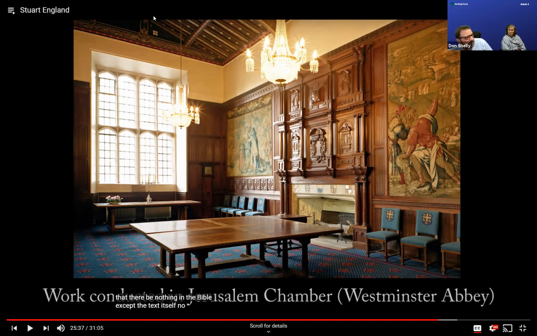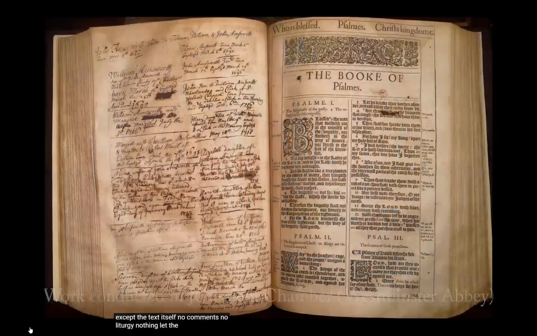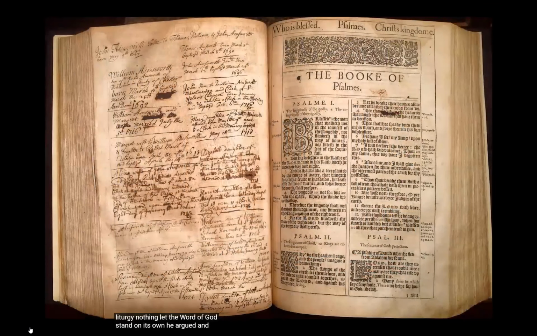So I think that's exactly right. We're not going to have footnotes. We're not going to have these other notes because that's what you're going to spend all your time arguing over instead of what the proper language should be. So the Bible is to be translated into English, and it is just to be the Bible. It's interesting. No comments, no liturgy, nothing. Let the Word of God stand on its own, he argued.